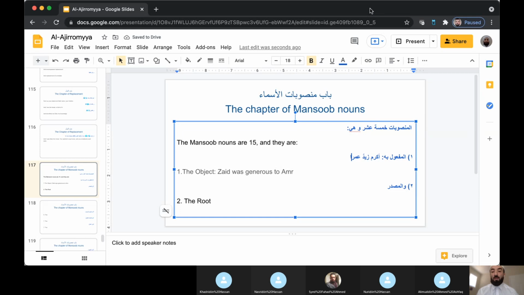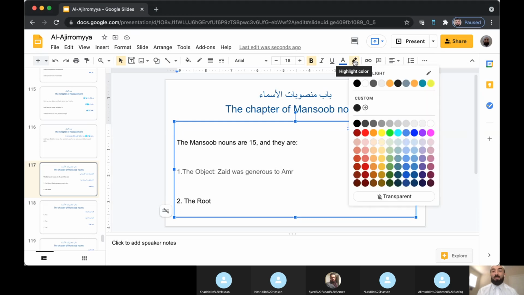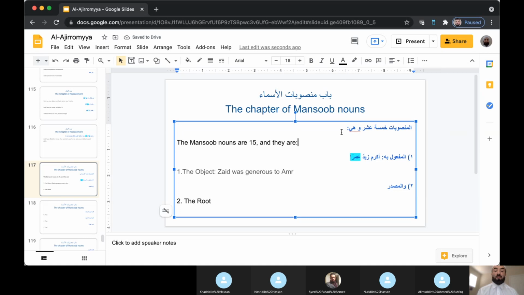So here, what's the inflection of Amran? Does everyone sleep? Zayd hit Amr. Zayd was generous to Amr. An action is being performed on Amr, and he is being shown generosity. So Amr is the object. Okay, so that's why it's mansub, as you can see.